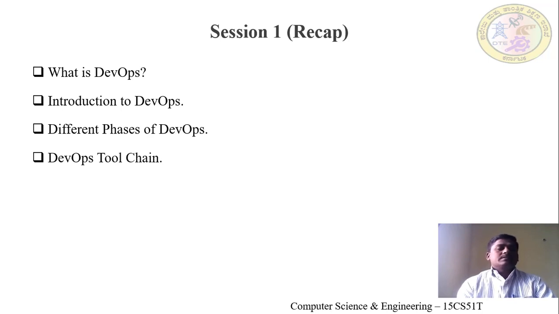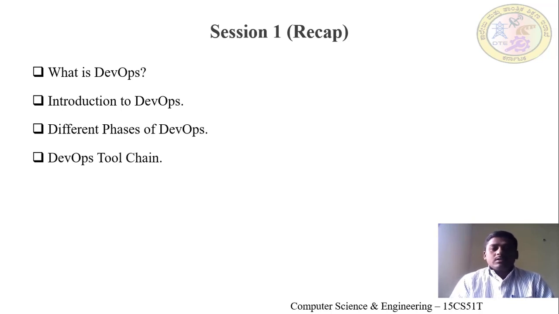In the last class we discussed the different phases of DevOps also, right? The first ones are plan, code, build, test. These four components come under the development team. On the operation side, you have deploy, operate and monitor. Totally you have 7 phases of DevOps, right? In the development stage, you have 4 stages: plan, code, build and test.